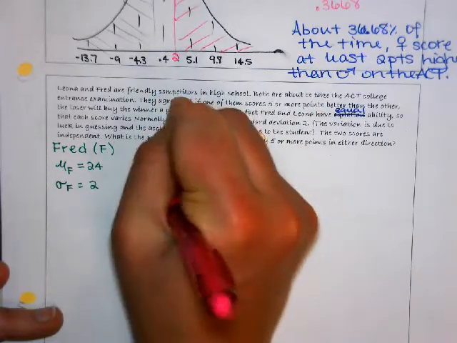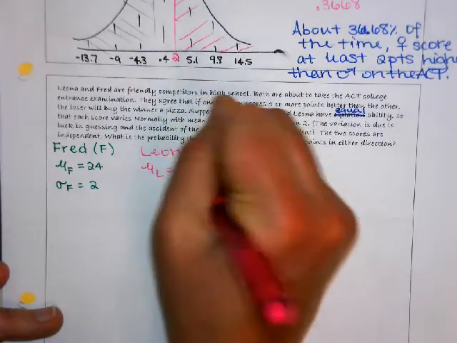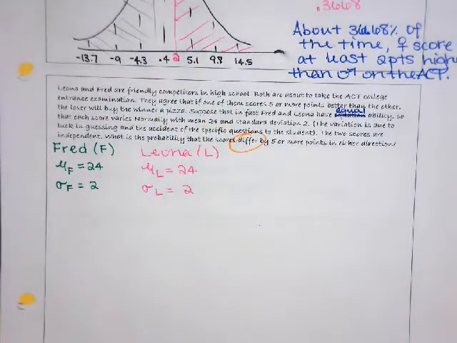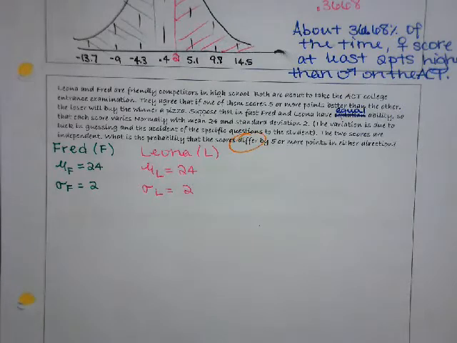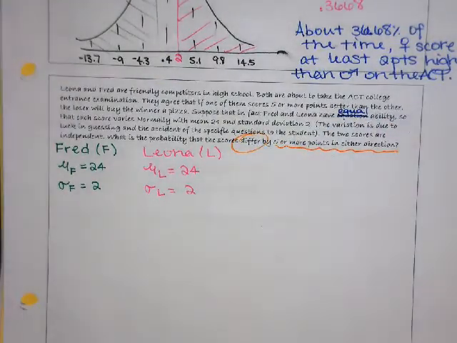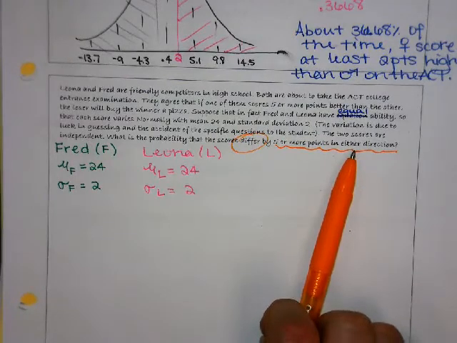So, it says that we want to find the probability that their scores differ by 5 or more points in either direction. So that means that Fred could score 5 points higher than Leona, or Leona could score 5 points higher than Fred. So in this case, because it tells us we're working with either direction, it doesn't matter if I do Fred minus Leona or Leona minus Fred. So anybody want to give me one? F minus L or L minus F? L minus F. Thank you.